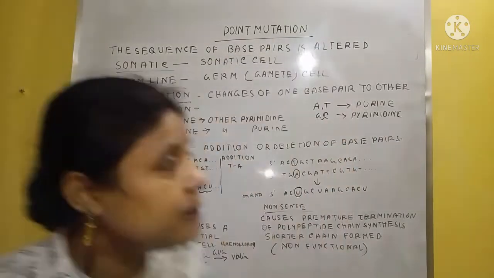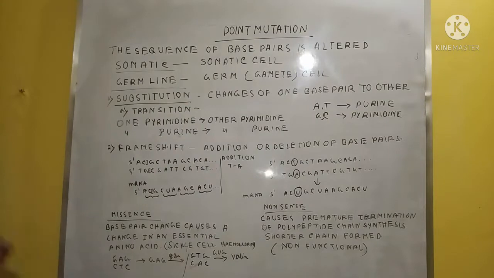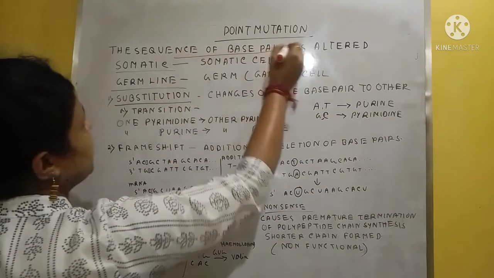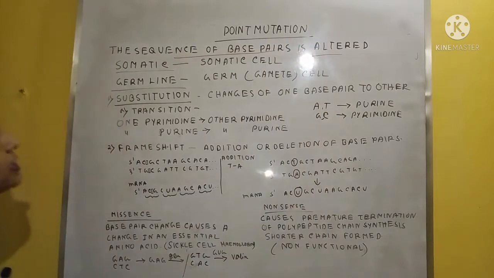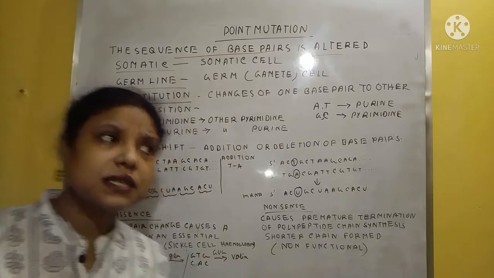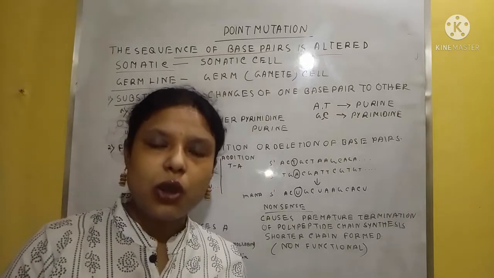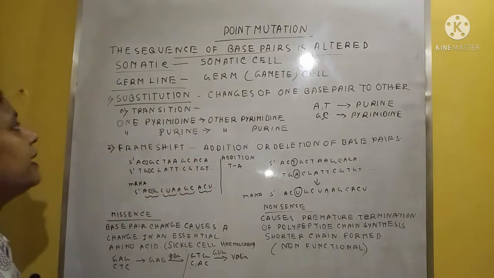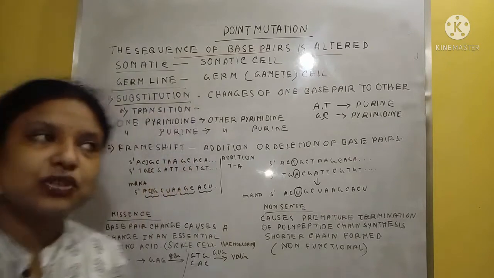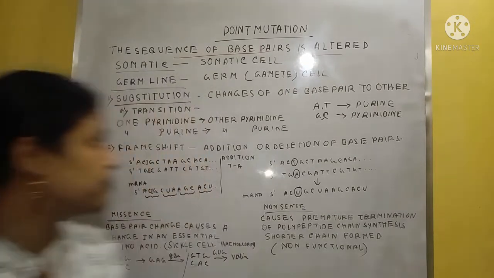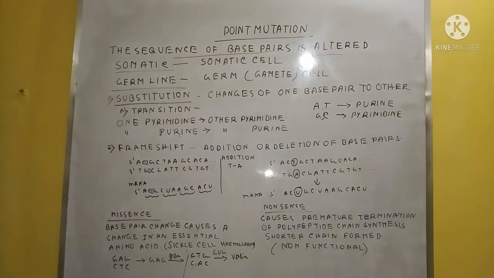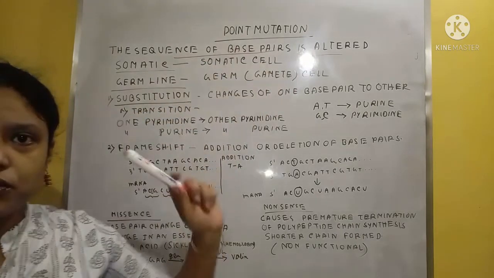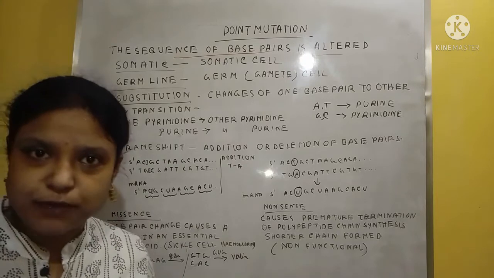Okay, so what is the point mutation? Point mutation is when the sequence of base pairs is altered. Here a single base pair is changed or altered, or sometimes a sequence of base pairs changes. Clear? Here the mutation is possible, sometimes by addition of some base pairs or the deletion of some base pairs. Clear? So this is the mutation or point mutation, where we say that the base pair is altered. One base pair or a sequence of base pairs is altered.